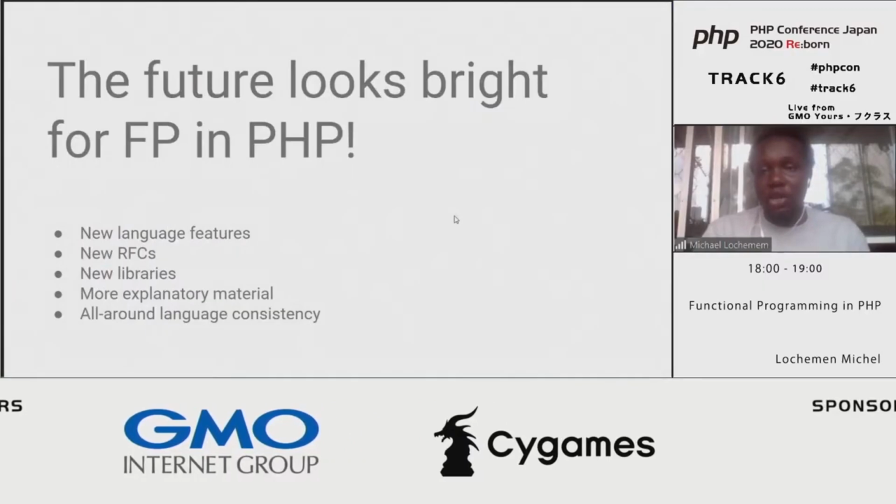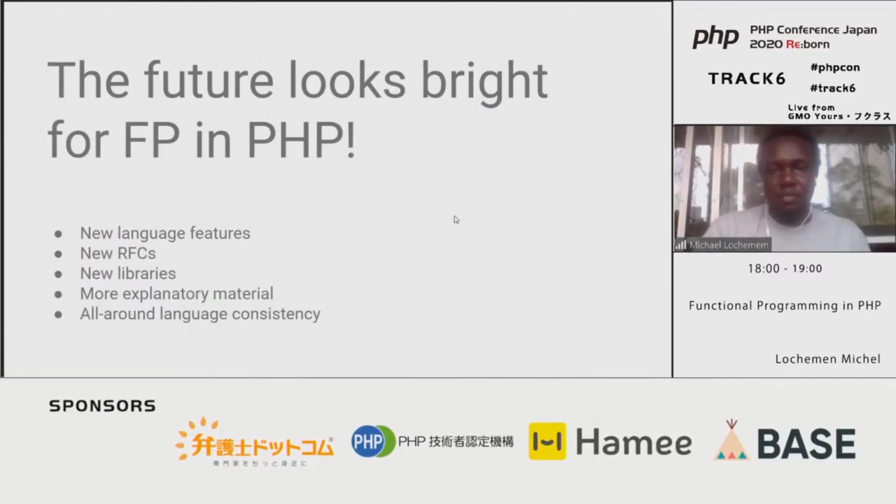So before I conclude I want to remark that the future looks bright for functional programming in PHP. Why? Because of the language. The language has inherent support for the paradigm, as I explained at the very beginning. And also there are new language features which make it easier to write functions. There are new RFCs, new libraries, and more explanatory material, like my talk and the articles that I've written, that will allow you to learn more. And like I said, all around language consistency, which is language support for the paradigm.